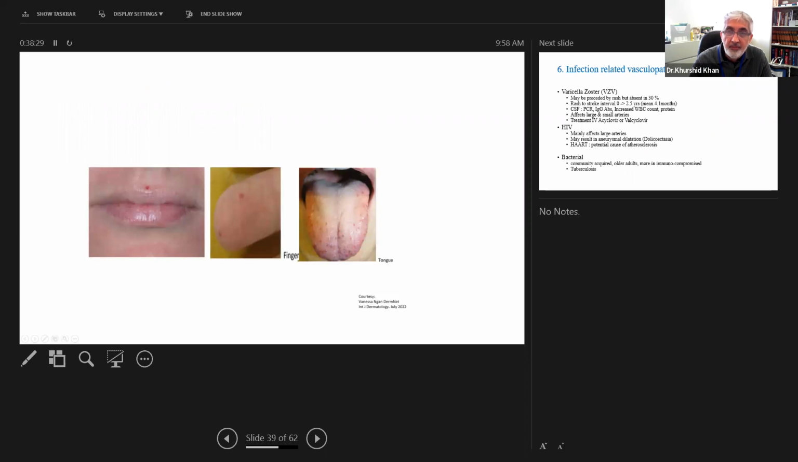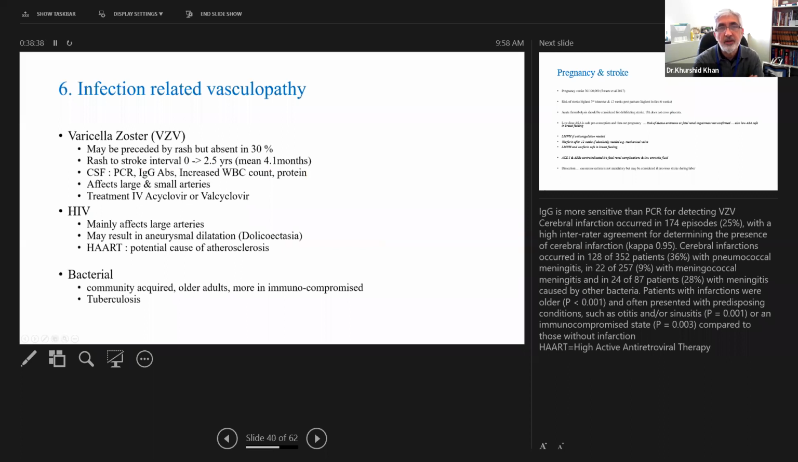These are some of the examples of telangiectatic lesions in the lips, in the finger, and on the tongue. Infectious causes, varicella zoster is one of the common ones, which may cause vasculopathy, and it can be delayed for a couple of years. Mean age from the time of skin rash causing stroke is 4 months. There should be high index of suspicion, and again, the detailed history is important to find out if there was any previous rash, especially if ophthalmic division is involved. It may cause a stroke. A CSF analysis and obviously vascular imaging is important, and treatment is usually antiviral therapy.